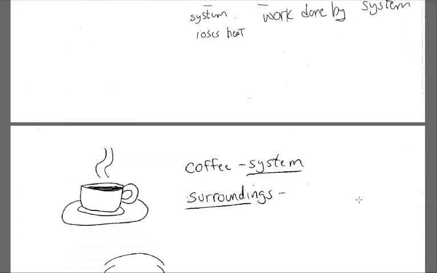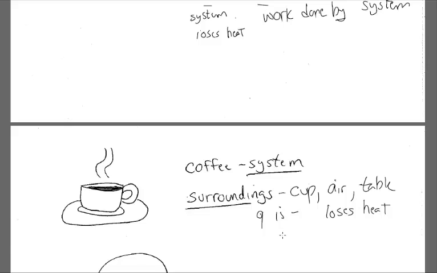First simple system: a cup of coffee poured and sitting out on a table, and the coffee is hot. We define the coffee as our system, and the surroundings is everything else. It includes the cup, the air in the room, the table, and everything other than the coffee itself. Since this coffee is losing heat, Q is negative. We said up here that when the system loses heat, Q is negative.